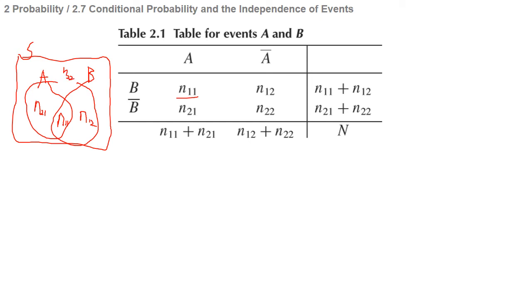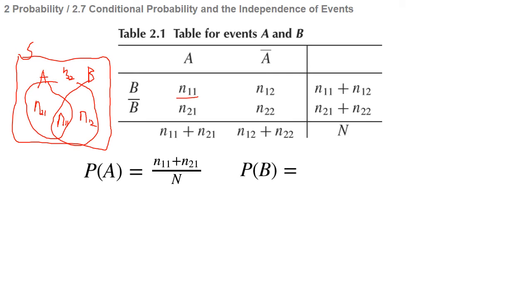Okay, so this is the situation for this table. And here, let's think about the conditional probability. What would be the probability of A? If the total number is n11 plus n12 plus n21 plus n22, which is the large N, then the probability of A is this thing over N.